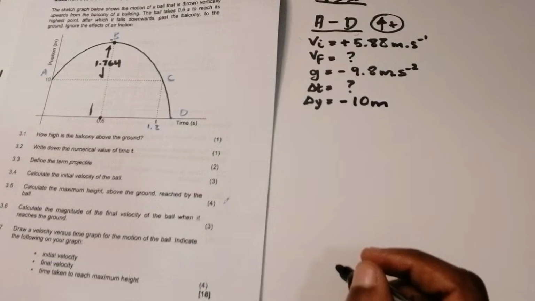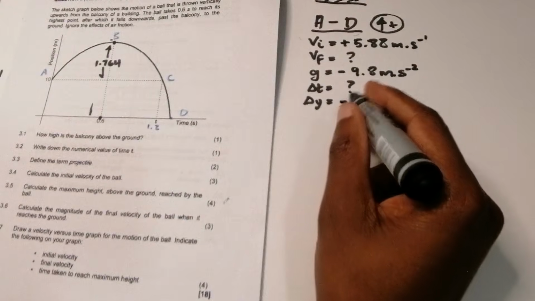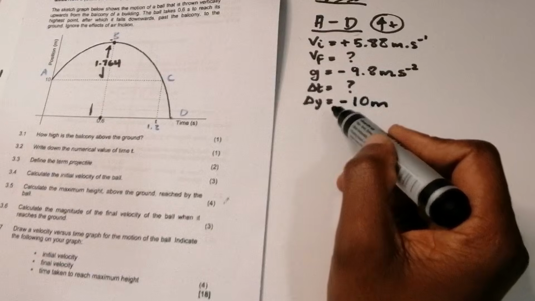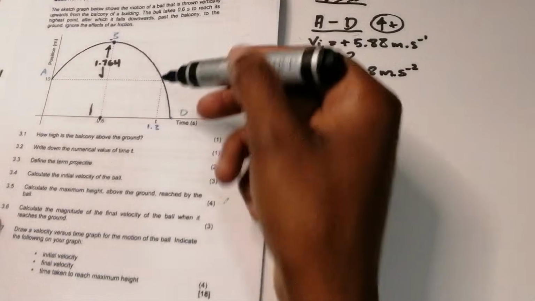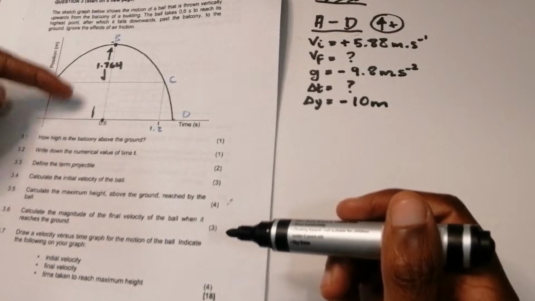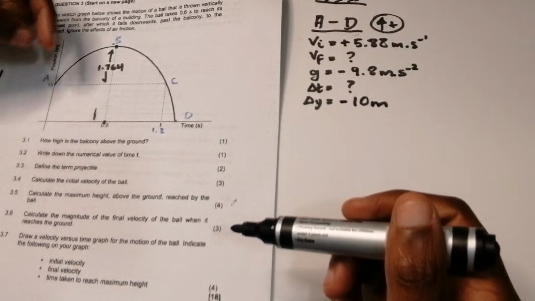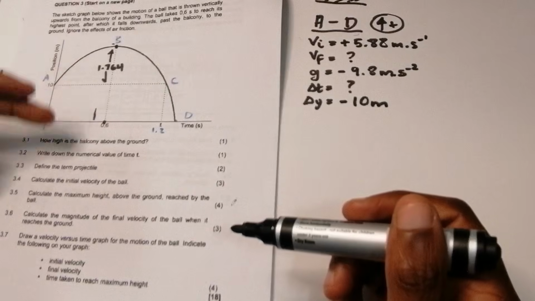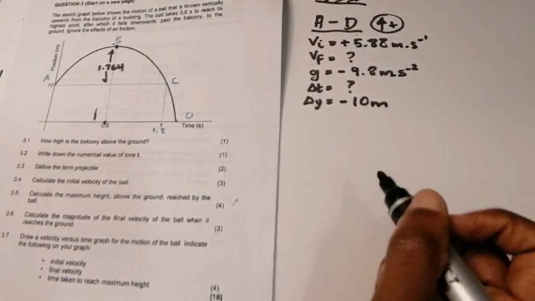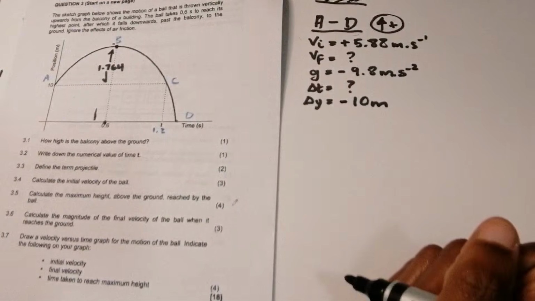I know that is where a lot of people tend to lose it, in the sense that they would forget to put this negative, because remember, it is now being displaced downwards from A till D, which is on the ground. Where was it going? It's going down. It's displaced downwards. And we said up is positive, so therefore it means down should be negative.